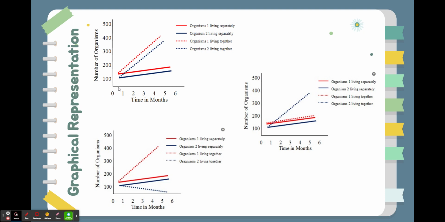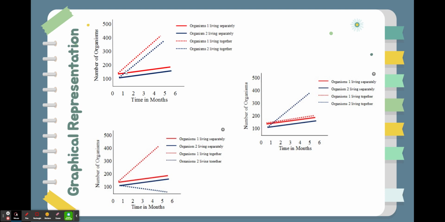time. And as we look at the graph, organism 1 is going to be red, organism 2 is going to be blue, and the solid line is displaying what the relationship looks like when they're living separately. The dotted line, what happens when they're interacting with each other and living together in the same environment.